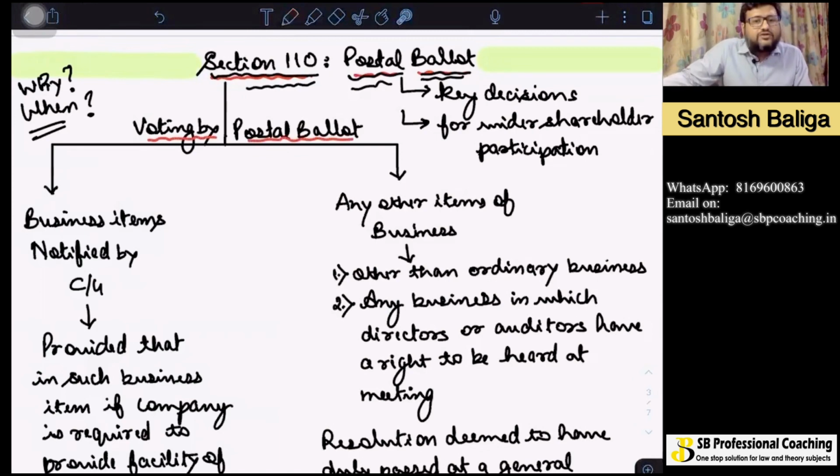Normally, voting by postal ballot is conducted in such business items which have already been notified by the central government. So there are a fixed number of business items which the central government has already notified, in which the company has to, mandatorily, conduct voting through postal ballot only. So this is mandatory for every company. This is given by the central government.